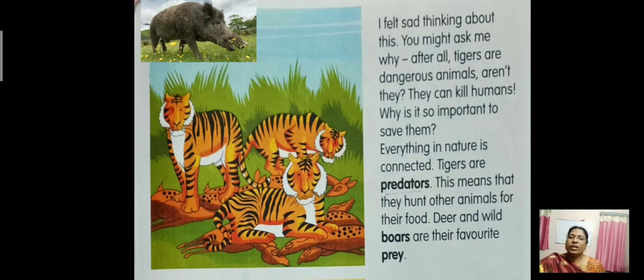So here you can see deer, you all know it. Now you can see the wild boar. I kept the picture on the top, children, that is the wild boar. So these are the two animals which are their favorite. So tigers are predators. They hunt other animals for their food.